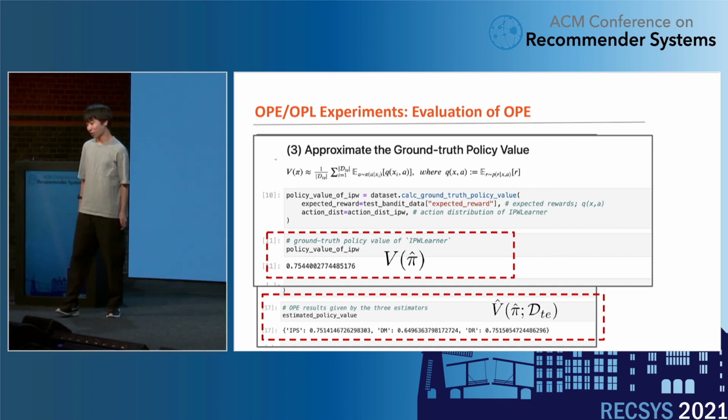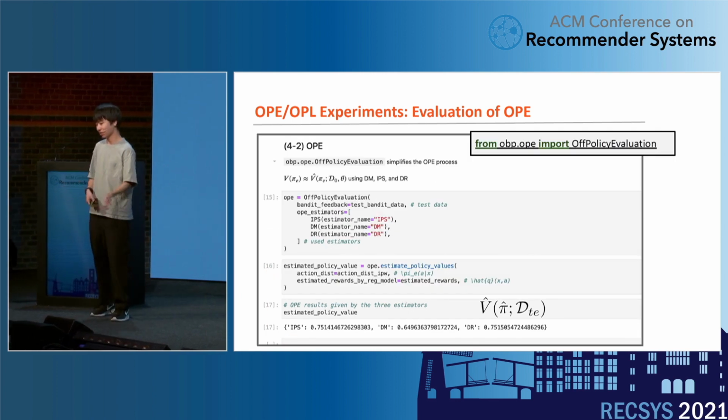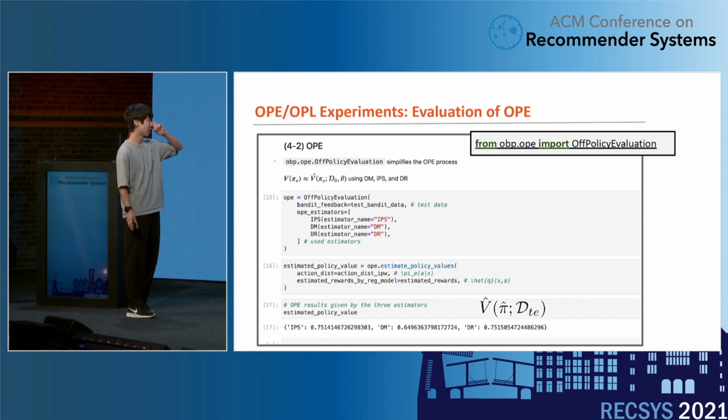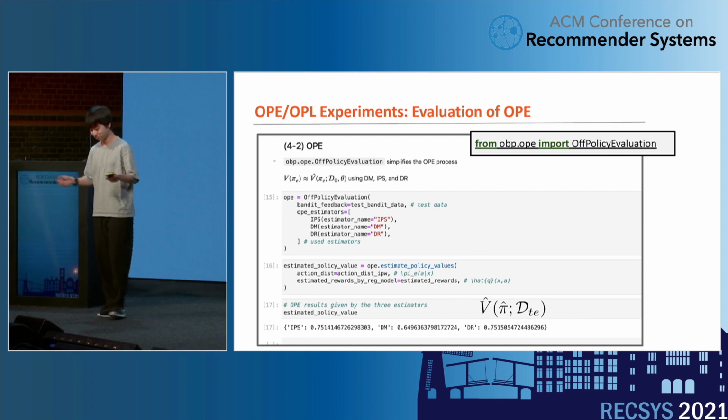But the important point here is that you don't have to implement the direct method, IPS, or doubly robust. They're already implemented, and what you have to do is just to pick your favorite estimators and done, right?